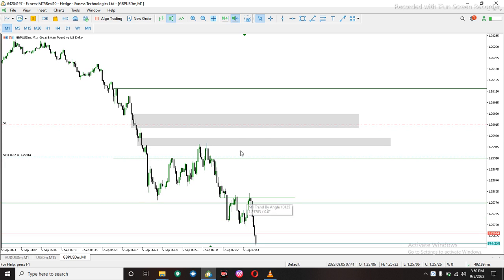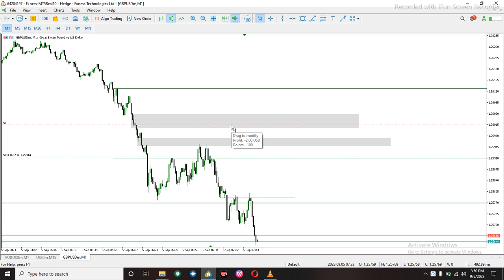So guys, scaling is when you move your stop loss to your entry point or below your entry. Now why are you scaling? You're scaling in order to lock your profit. Now if I put my cursor here, you're going to see that my initial loss for this trade is $2. That's my risk, okay, which is 100 pips, right?